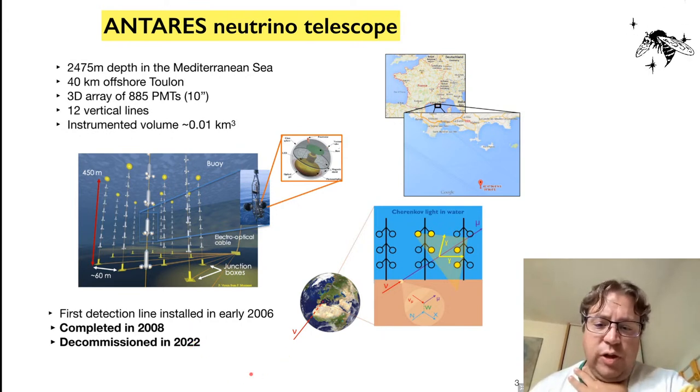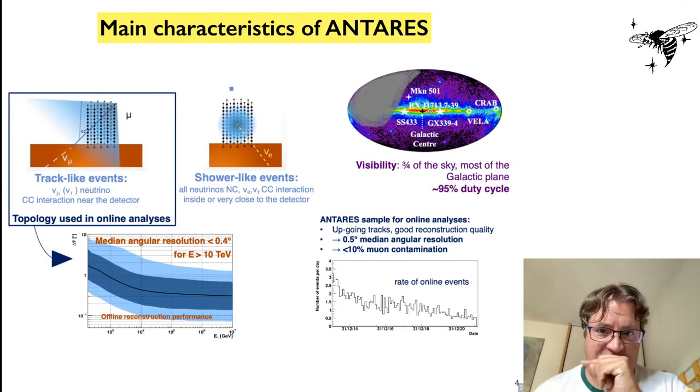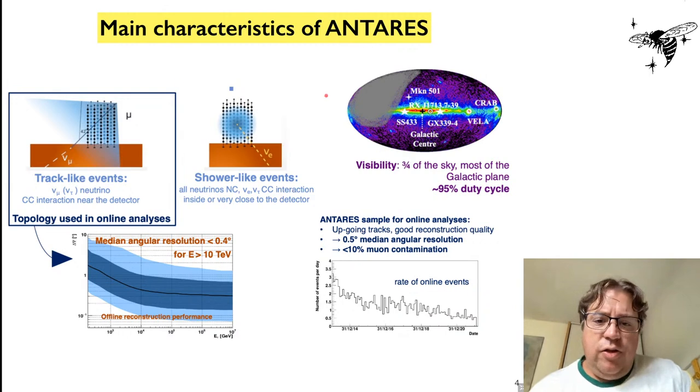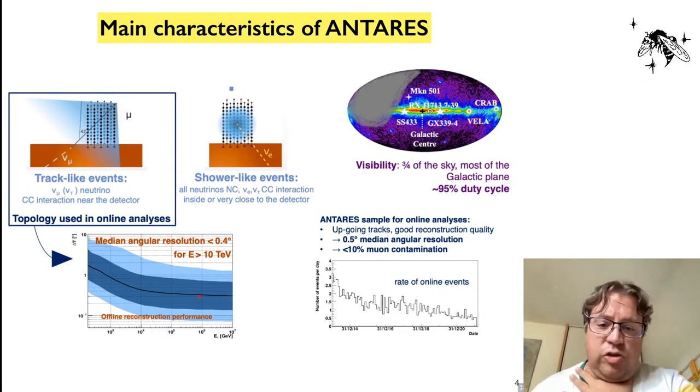The principle of detection is quite easy. When a neutrino interacts in the crust of the Earth or in the sea, it transforms into an associated lepton, which is relativistic and produces Cherenkov light, and the Cherenkov light is read by this 3D array of photomultipliers. In ANTARES you have two topologies of event. Either a muon is produced, which travels several kilometers, giving an excellent resolution. In the sea, where you have very low scattering, the resolution can be as good as 0.3 degrees.